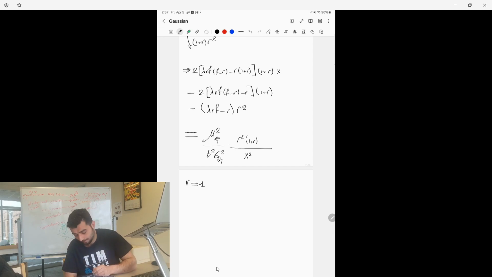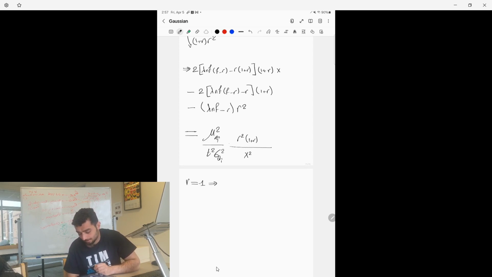When r is minus 1, our equation turns to minus lambda nf. By the way, can we do this? I don't know.